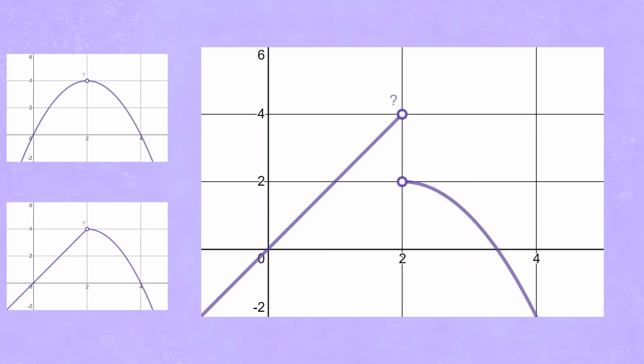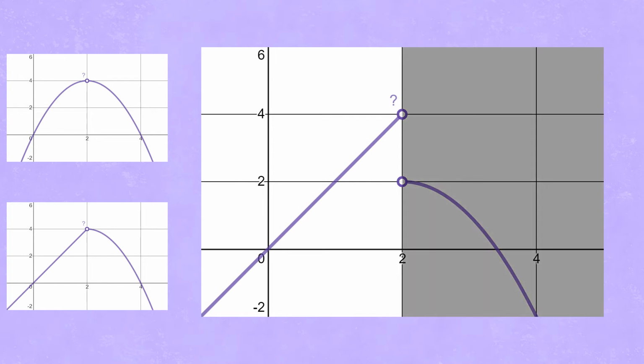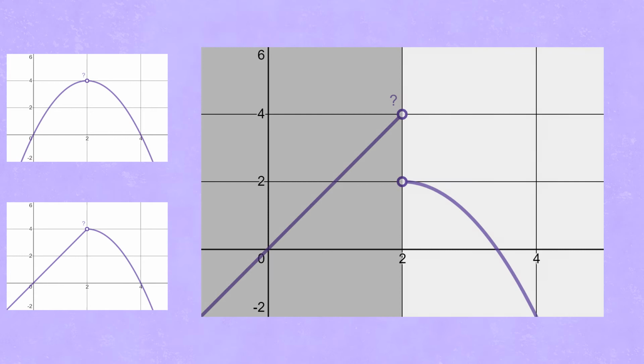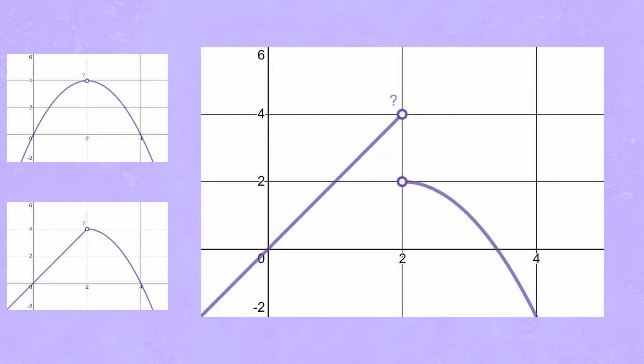In the third example, there is no obvious choice of point to fill in. If we look to the left-hand side of x equals 2, we get y equals 4. And if we look to the right-hand side, we get y equals 2. This means that we can't predict the value of the function by looking nearby, because we don't have a single answer. In this example, we would say that there is no limit at x equals 2, or the limit does not exist. Now we are going to introduce some notation.